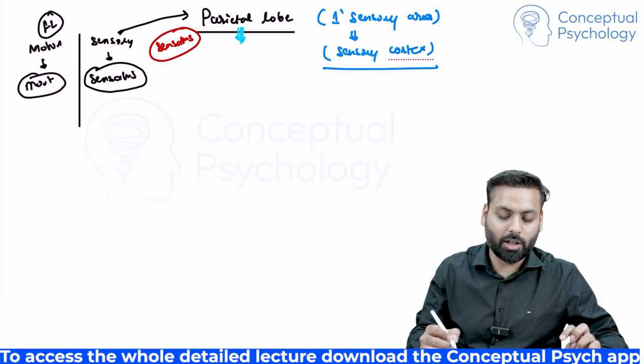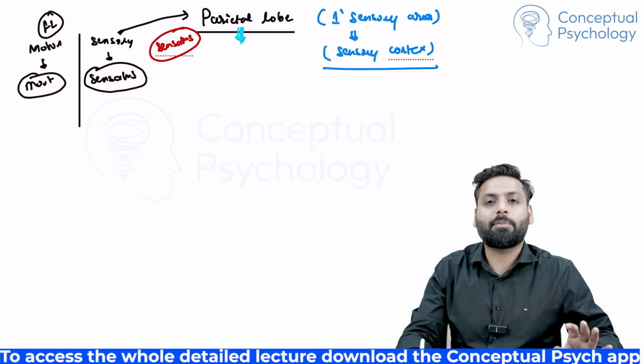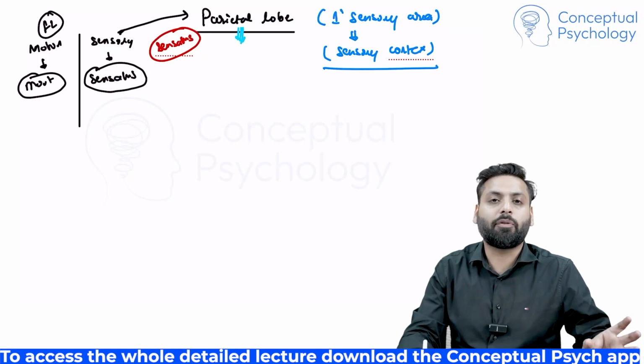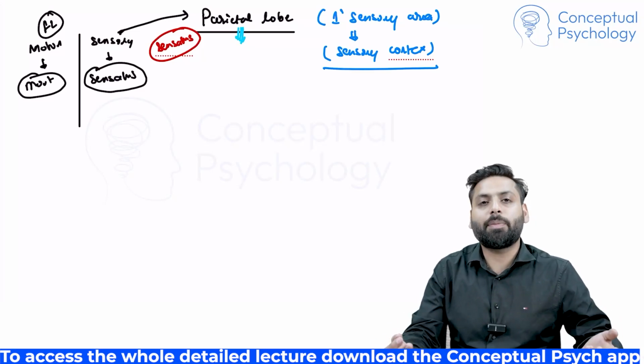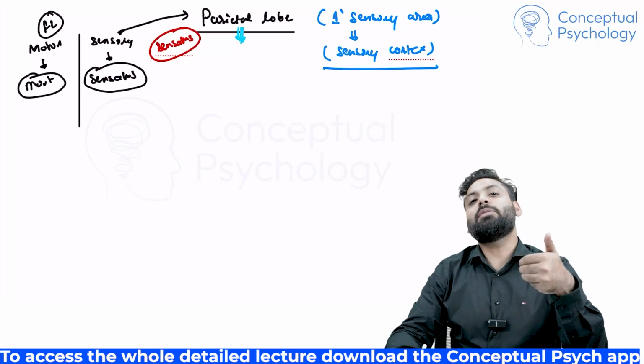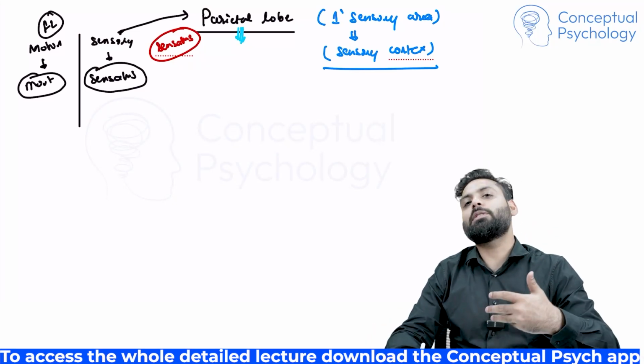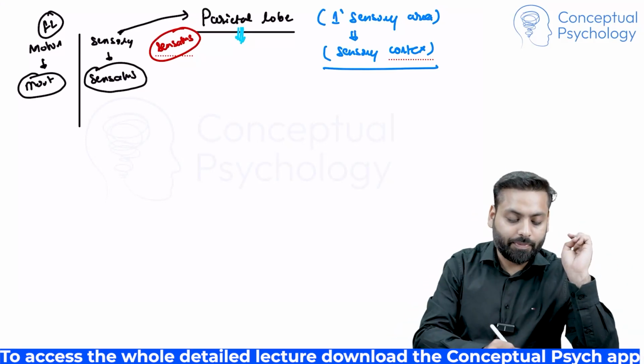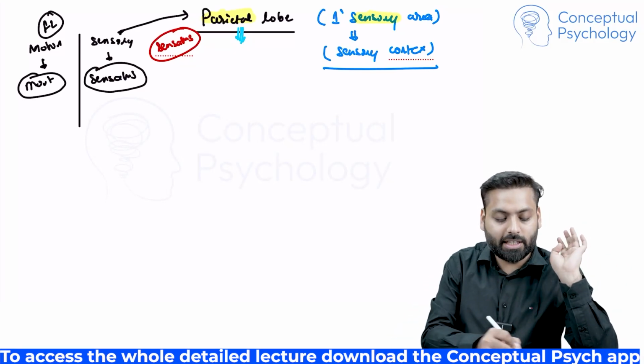It is not absolute ever. It is never absolute that the frontal lobe will only be for motor and the parietal lobe will only be for sensory. It is not like that. But for your basic understanding, the frontal lobe is mainly for motor, the parietal lobe is mainly for sensory. The primary sensory cortex is in the parietal lobe. So sensory, parietal lobe. Just remember this.